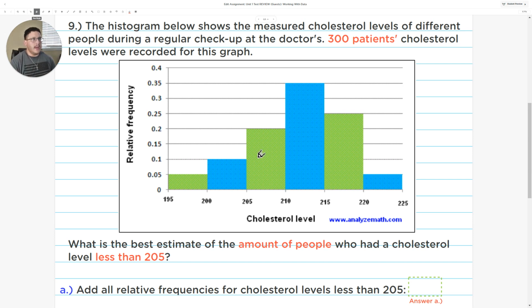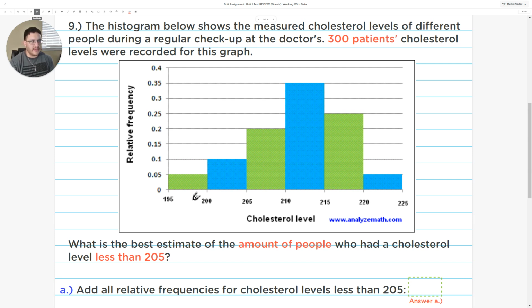So this histogram here is made in a relative frequency. So this relative frequency histogram instead breaks up the numbers into their percentages, and then the percentages are changed to their decimal forms. So now the bottom is the cholesterol level. The left side are the relative frequencies, their decimal forms of the percentages.